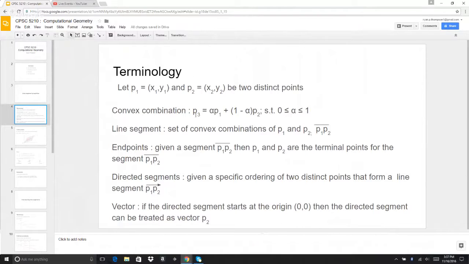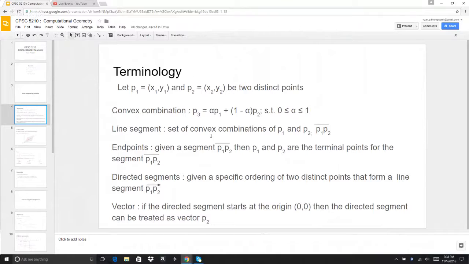If alpha was 1, P3 would equal P1, and it would lie on P1 and have no influence from P2. If alpha was 0.5, or exactly halfway between 0 and 1, P3 would be a point between P1 and P2.